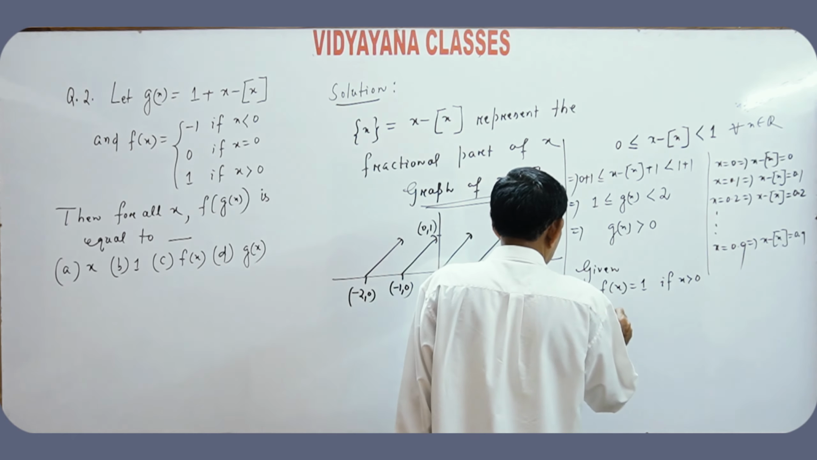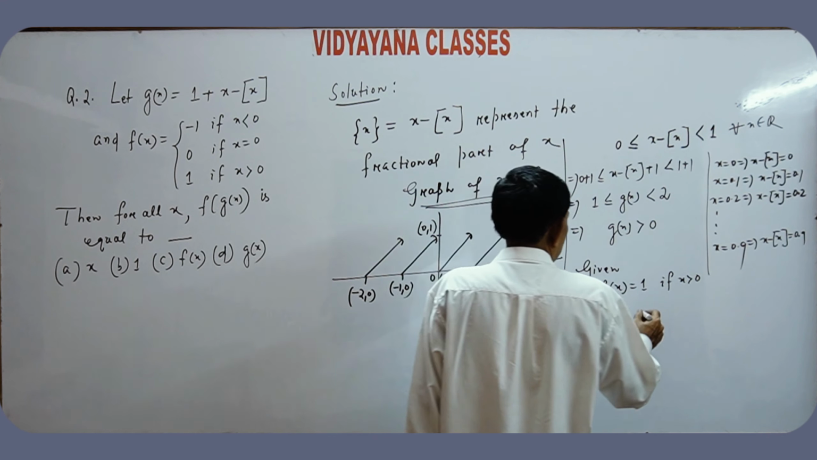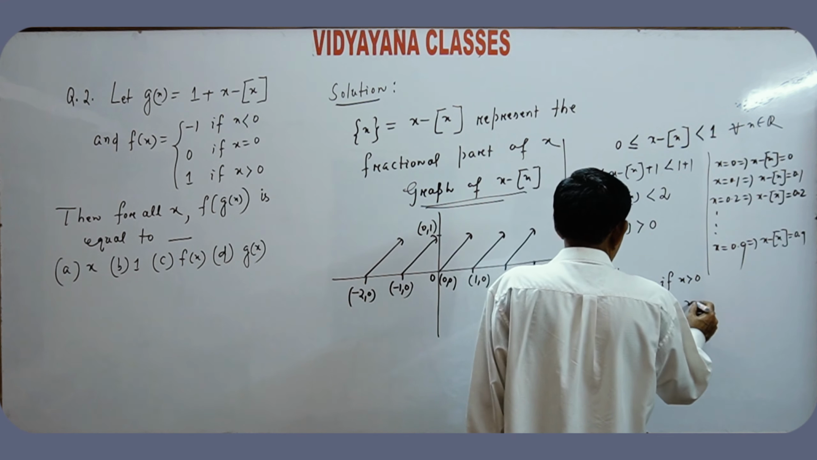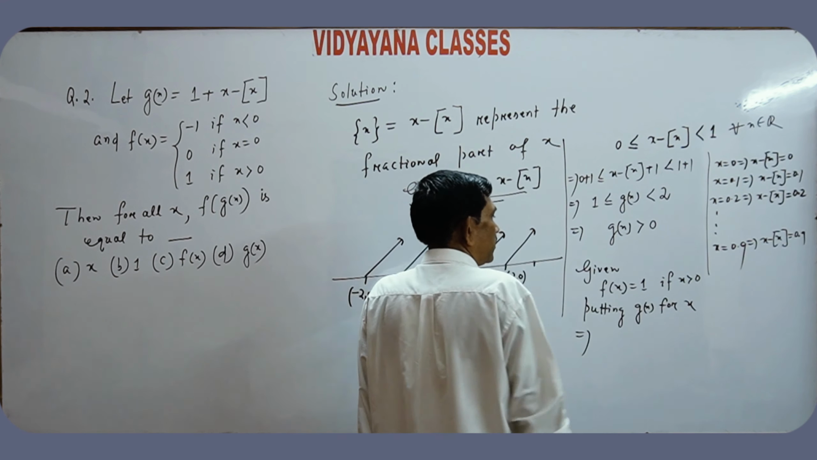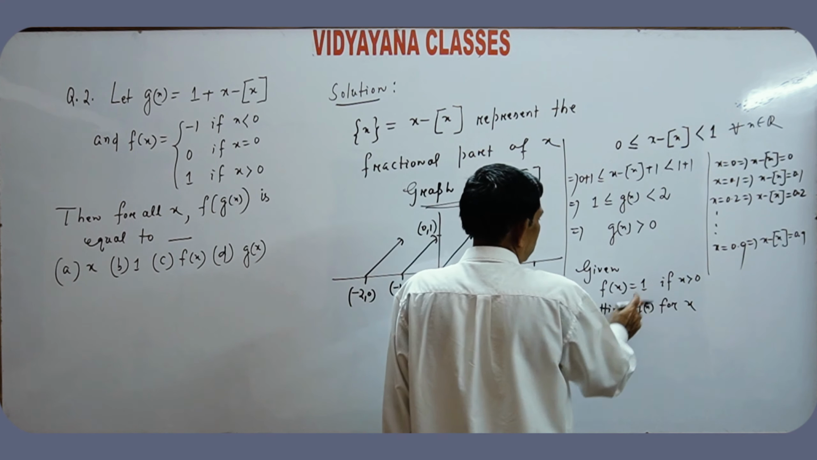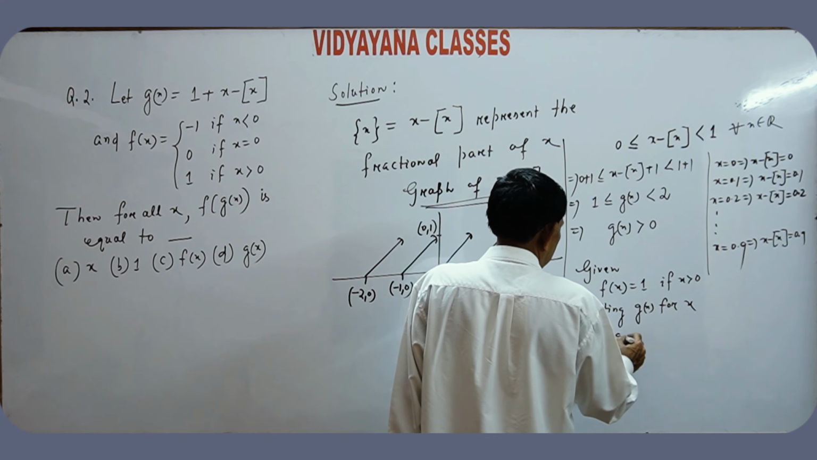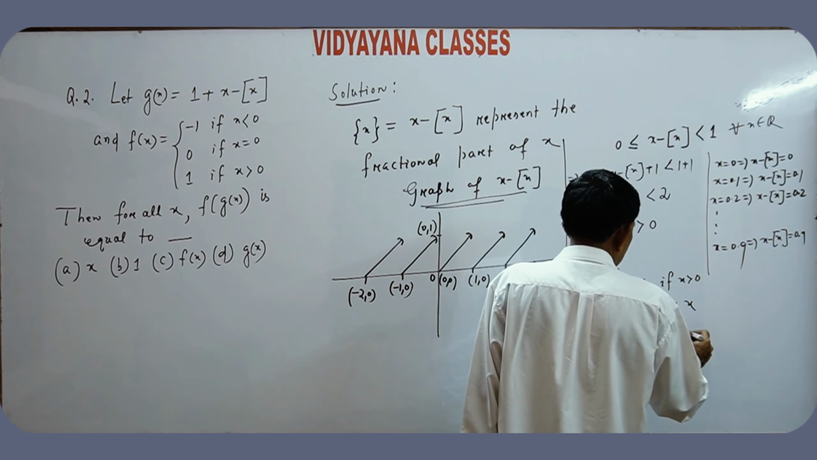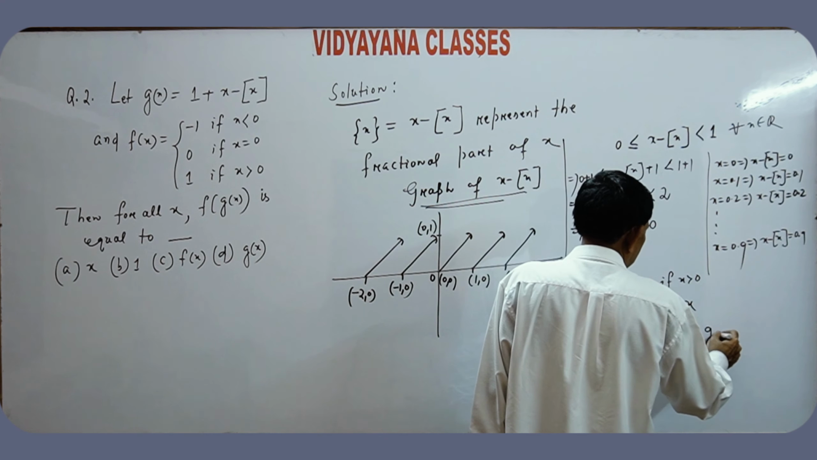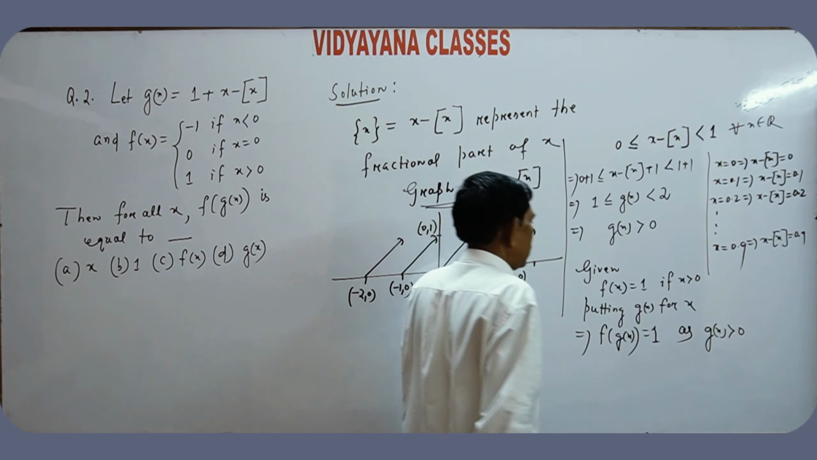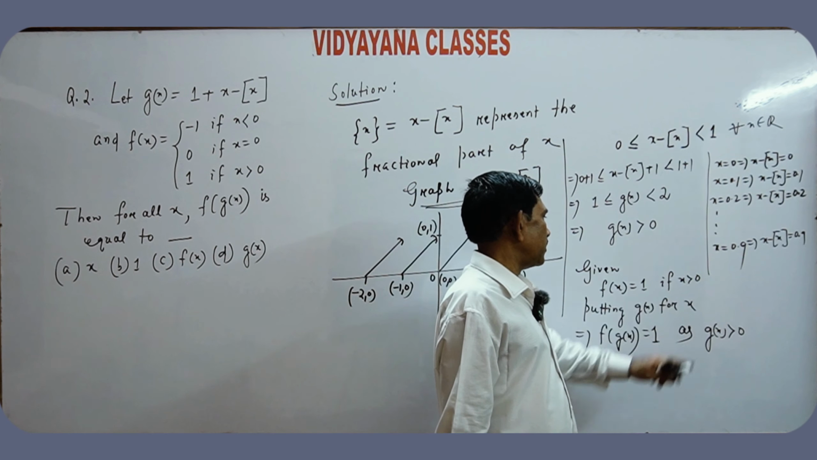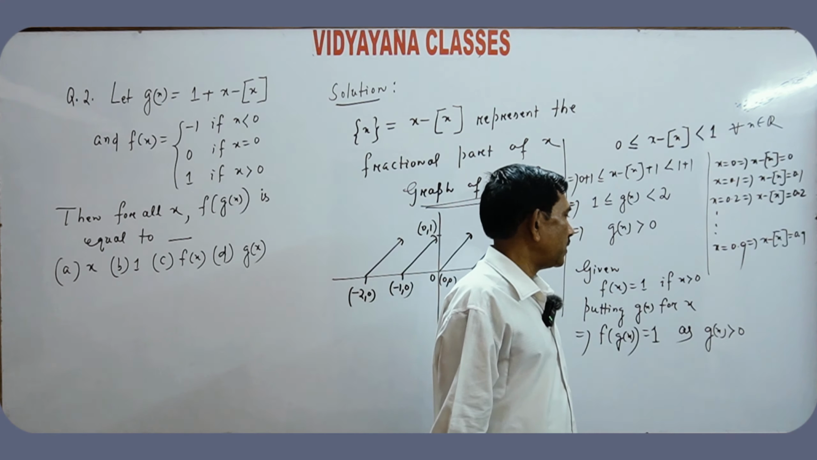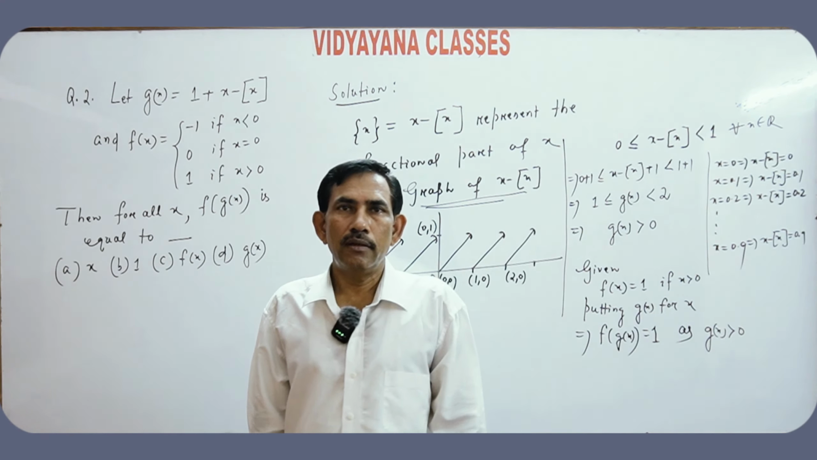Putting g(x) for x, the right hand side is a constant. f of g(x) is equal to 1, as g(x) is greater than 0. f(x) is equal to 1 if x is greater than 0. Here g(x) is greater than 0, so f of g(x) is equal to 1. Clear?